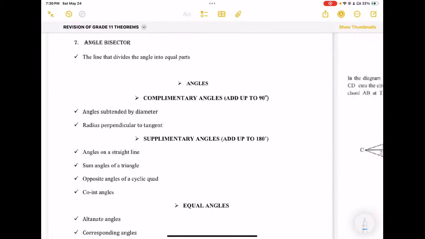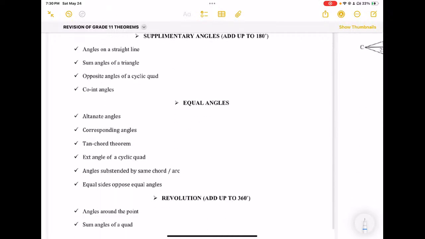And then we can have angles. They give you angles, then we know that we can think of complementary angles add up to 90, and supplementary angles add up to 180. And if they give you equal angles, you can think of these angles might be alternating, they might be corresponding, there might be opposite angles of the isosceles triangle, right? There might be one of those things, right?